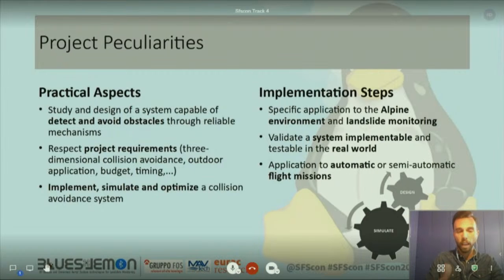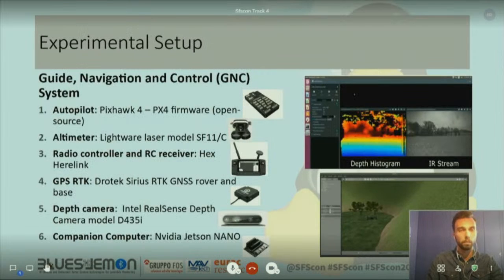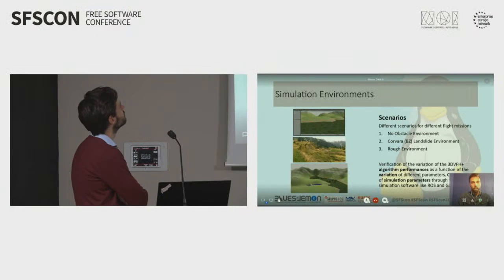At the end of this study we will evaluate the functionalities of the system in a real-world application with automatic or semi-automatic flight missions. The experimental setup is composed of the guidance, navigation and control systems, in particular the autopilot, which is a Pixhawk 4 with PX4 open source firmware, a laser altimeter, radio controller and RC receiver, GPS with RTK capabilities, a depth camera to reconstruct the environment in front of the drone, and a companion computer to process all the information coming from the depth camera and to send corrections to the drone trajectory during navigation.